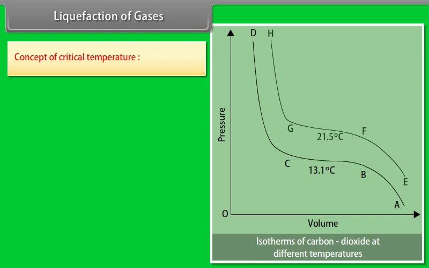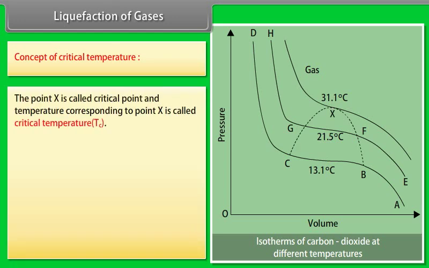The isotherm EFGH at 21.5 degrees Celsius is similar to that at 13.1 degrees Celsius, except that the horizontal portion over which liquefaction occurs is shorter. In the isotherms above 31.1 degrees Celsius, the horizontal portion completely disappears. This shows that above 31.1 degrees Celsius, the liquefaction of the gas does not take place at all, howsoever high pressure may be applied. The point X is called critical point and temperature corresponding to point X is called critical temperature.